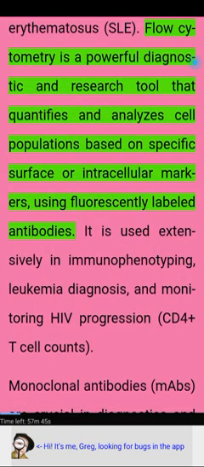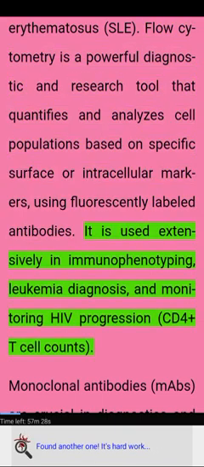Flow cytometry is a powerful diagnostic and research tool that quantifies and analyzes cell populations based on specific surface or intracellular markers, using fluorescently labeled antibodies. It is used extensively in immunophenotyping, leukemia diagnosis, and monitoring HIV progression, via CD4 plus T cell counts.